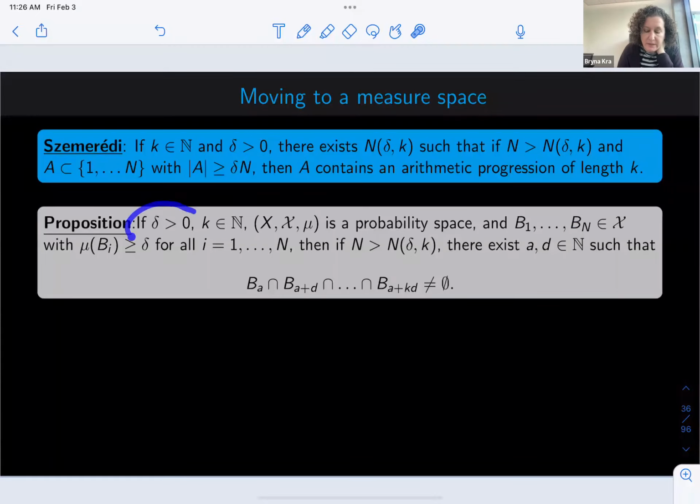So here what I'm going to do is fix the same delta. If you give me a delta and you give me a length K of an arithmetic progression that you're looking for, and you take enough sets, at least capital N of them, where N is bigger than that same N of delta and K in Szemerédi's theorem, and assume that all of those sets are big enough, so they all have measure greater than or equal to delta for the fixed delta, then it turns out you must have non-trivial intersection of those sets. And the important part here is not just that it's any of them, but that I'm taking non-trivial intersection along arithmetic progressions. So in the indices here, you see at the bottom, you see an arithmetic progression showing up there.